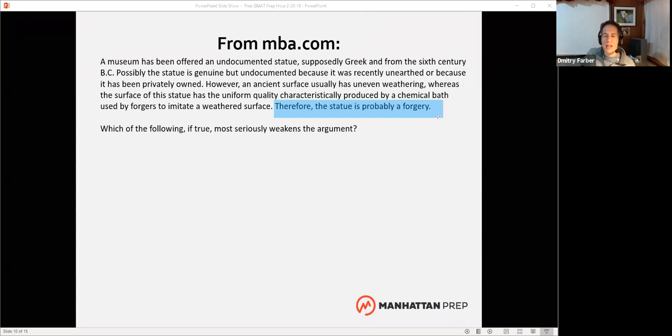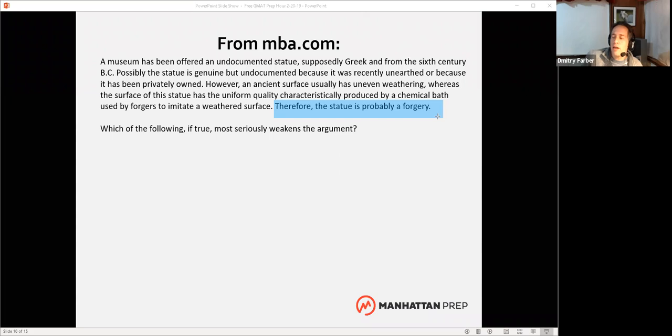If you saw this as an inference answer, would you select it? Can we infer that the statue is probably a forgery from the fact that it matches that surface that a forged surface would have? Impossible, guys. Impossible. If we could infer that, then how could we weaken this argument? The argument would be perfect.